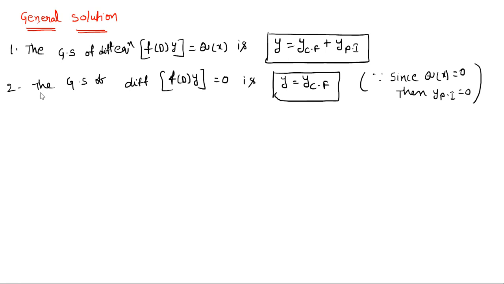So next point, the general solution of the differential equation f of D into y equals 0. If you observe these two, in the first the right hand side part Q of x is not equal to 0, and here Q of x equals 0. So this we call a homogeneous differential equation. If the given differential equation is homogeneous, in the form f of D into y equals 0, then the general solution is y equals ycf only. Here the particular integral becomes 0 because Q of x is not in the differential equation.